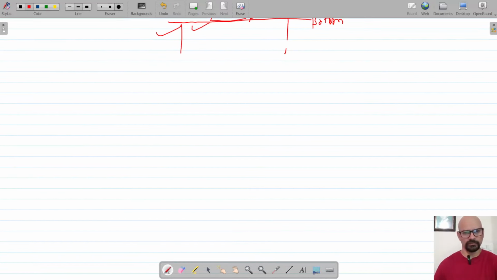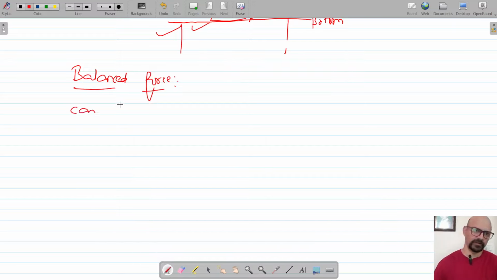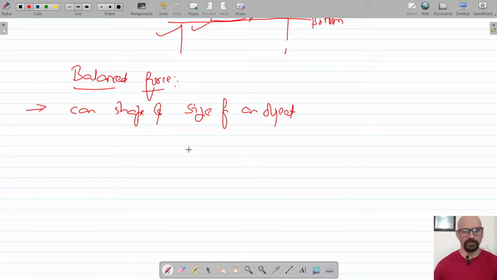Now before we move on to the unbalanced force, what could be the effect of the balanced force? The effect of the balanced force can be that it can change the shape and size of an object. So we can say that whenever a balanced force is applied, it can change the shape and size of an object.